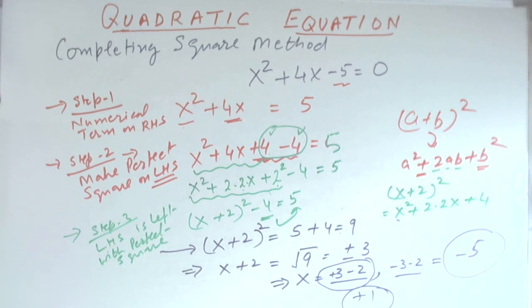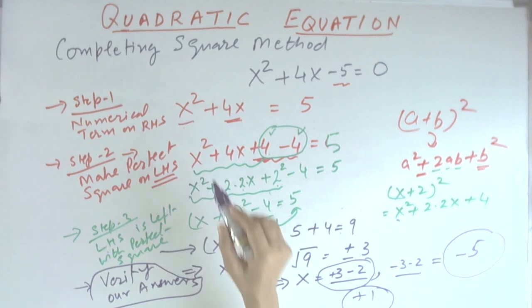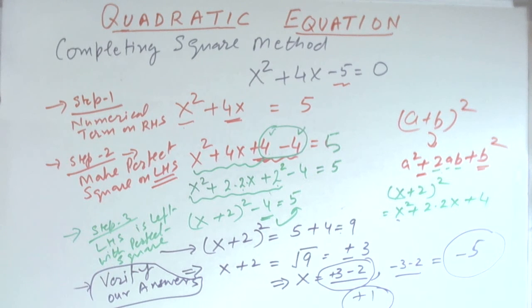Last but not the least, we can verify our answers. And how do we verify? We substitute these values in the equation, that is x square plus 4x is equal to 5, and we will get that the equation is matching. Left hand side is equal to right hand side in value, once we substitute x is equal to minus 5 or plus 1.